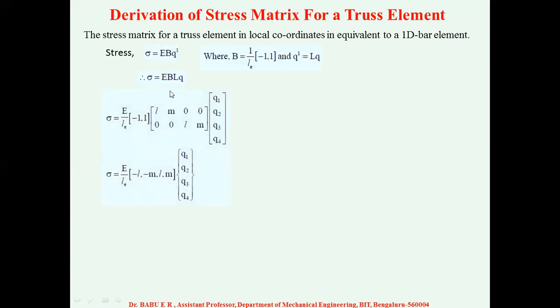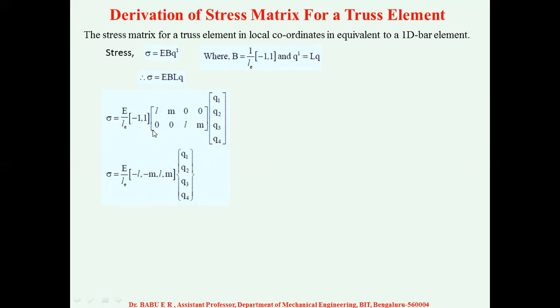Now you substitute for this. So E into B, where B is 1 by Le, minus 1, 1. L is the transformation matrix, Lm 0 0 0 0 Lm, into Q. When you take a single element, it consists of 4 nodal displacements Q1, Q2, Q3, Q4.